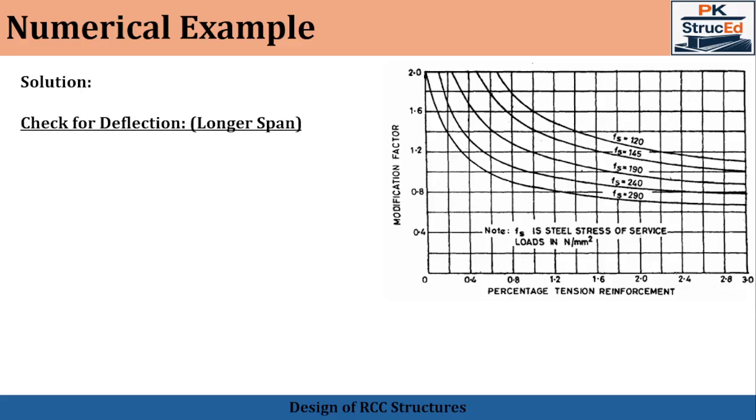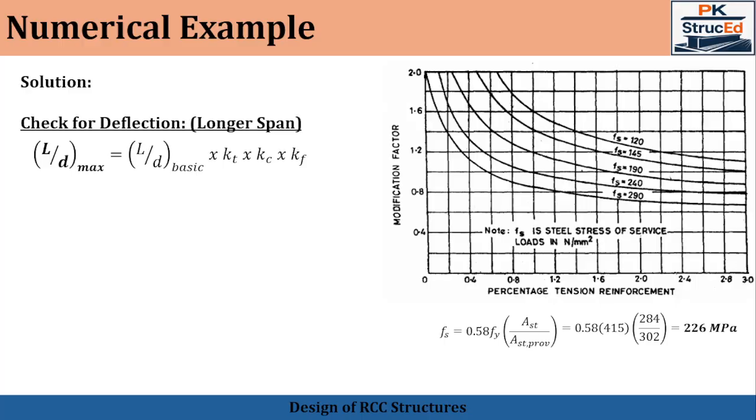Similarly, the same thing should be calculated for the longer span direction. Again, using the same relationship, taking the difference of this Ast and Ast provided along the longer span direction, we get Fs as 226. And going with the percentage of tension reinforcement along the longer span direction for two different curves of 190 as well as 240, after interpolating for 226 megapascal, the Kt value is calculated as 1.78.